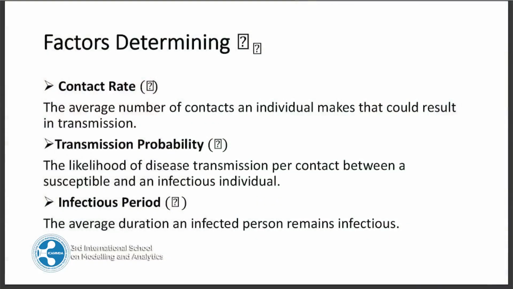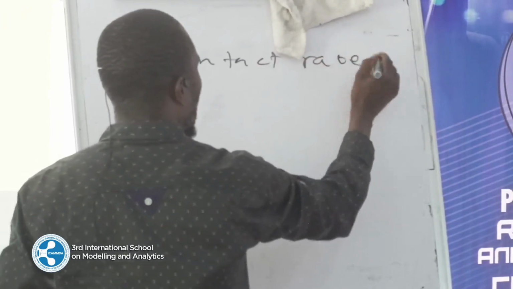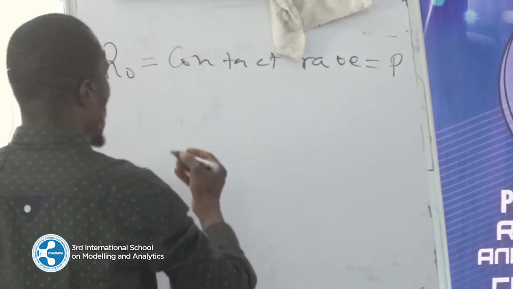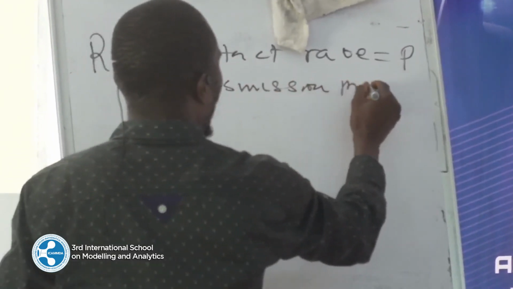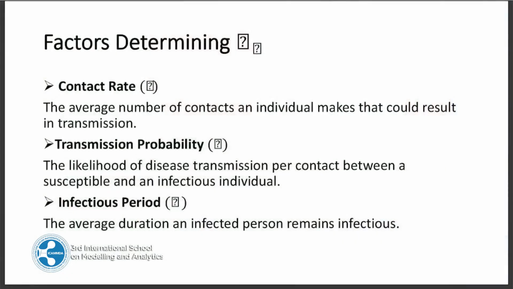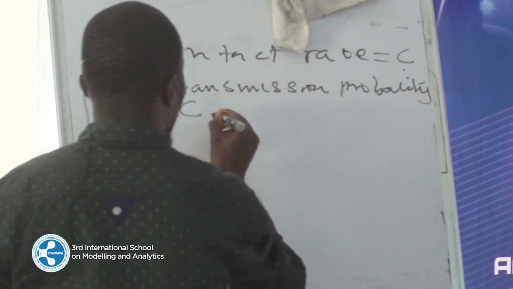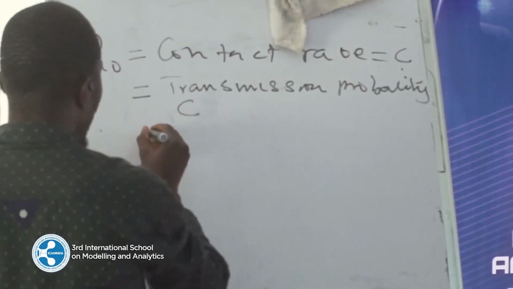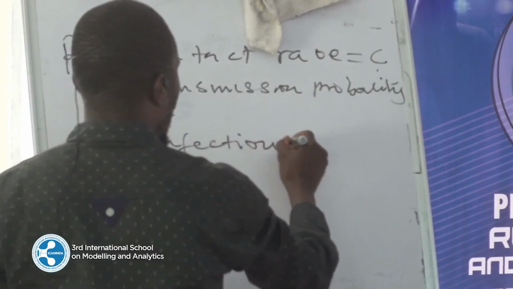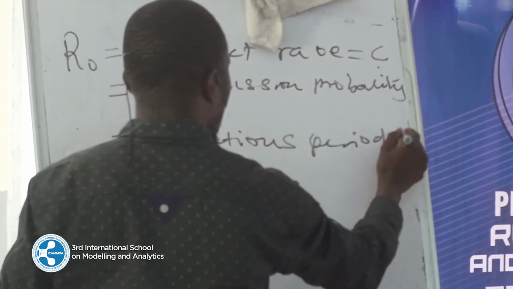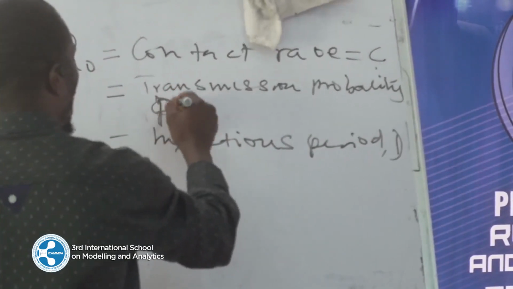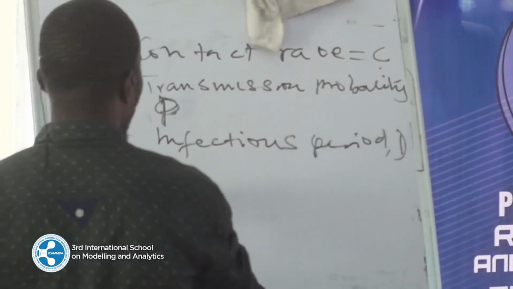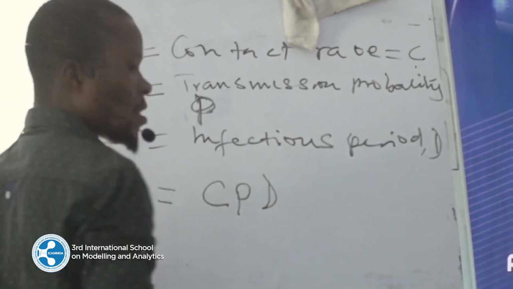R naught is determined by three factors. We have the contact rate, which is denoted by C. We have the transmission probability, denoted by P. And also we have the infectious period, let me call this D. So if I have this, it will mean that R naught is the product of C, P, and what? C, P, and D.